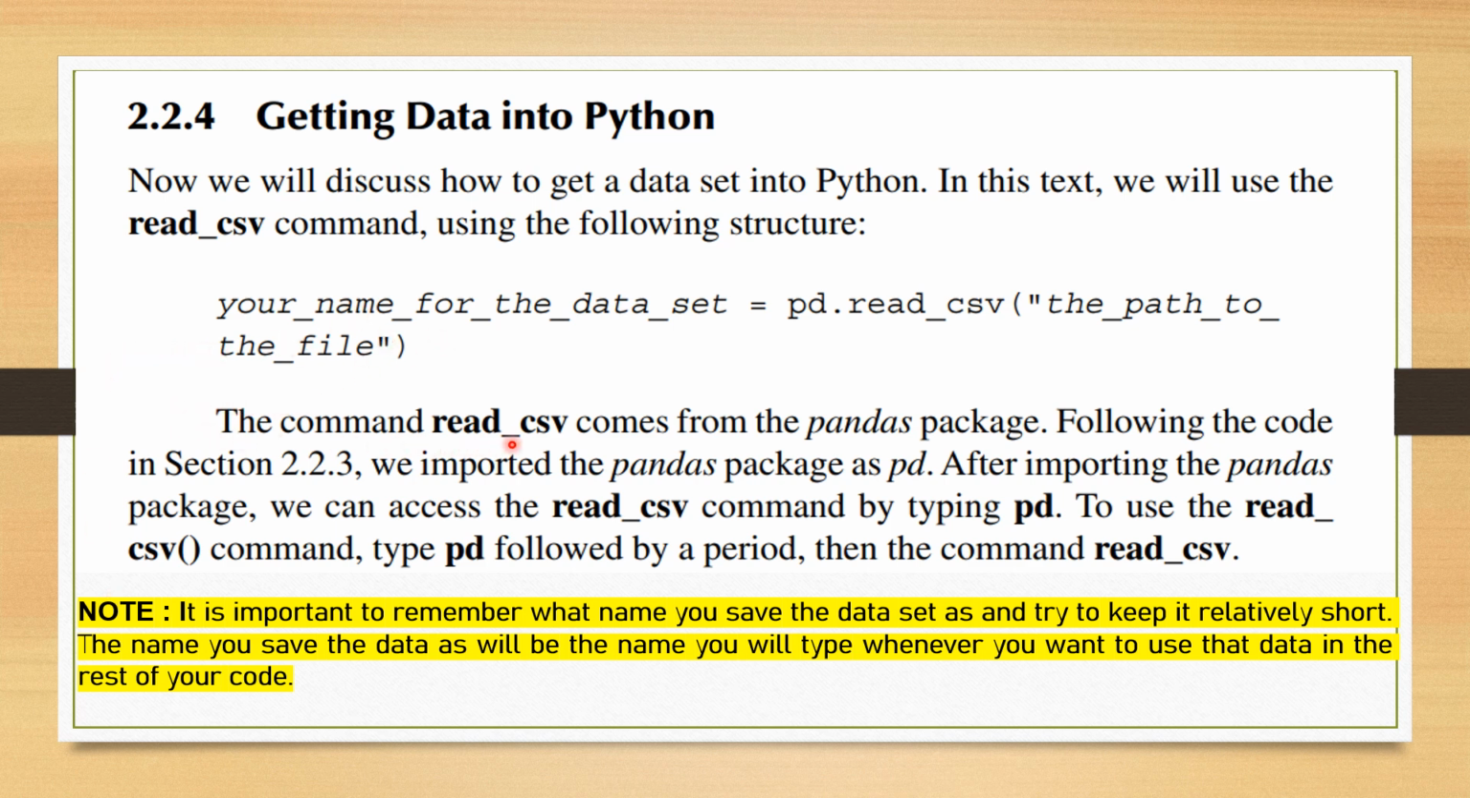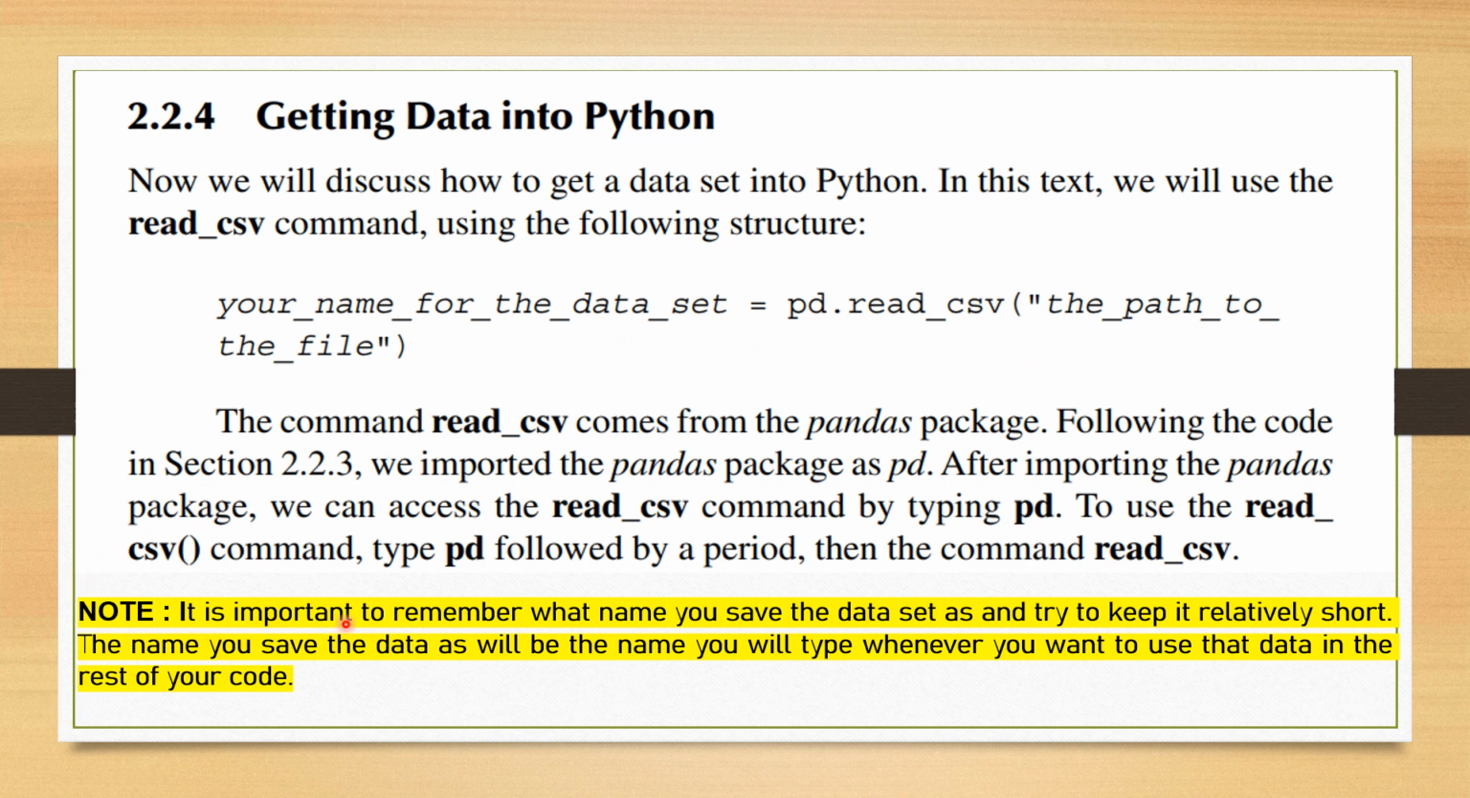So the command read_csv comes from the pandas package. We imported the pandas package as pd and hence we have written pd dot something here. So after importing the pandas package, we can access the read_csv command by typing pd, just like we have done here. And to use the read_csv command, we type pd followed by a period, then the command read_csv, pd.read_csv. I hope that explains it.